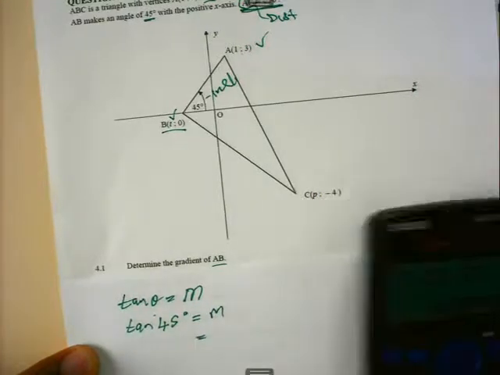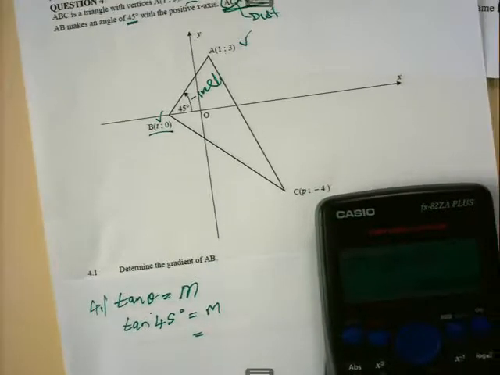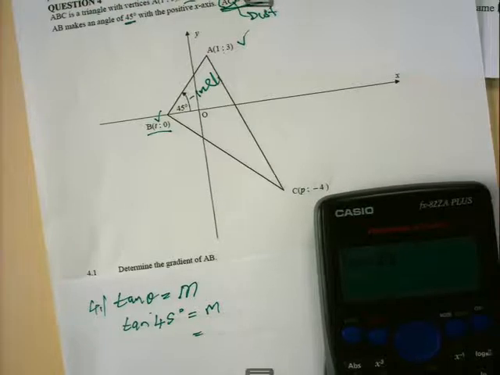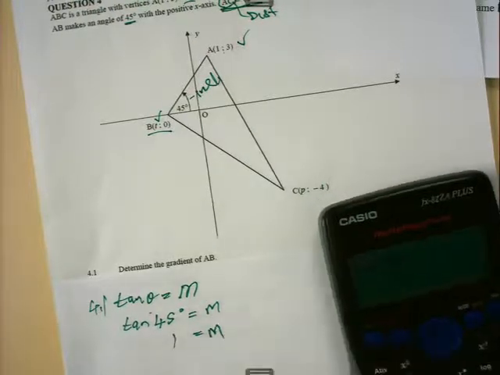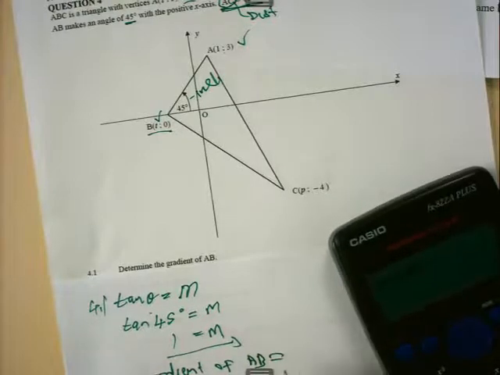Then from here, boys and girls, look at this one. You're going to smile when we get to the answer here. The answer here is tan of 45 degrees. What is tan of 45 degrees? Then it's 1. What is the meaning of this? It means the gradient of AB is equal to 1.